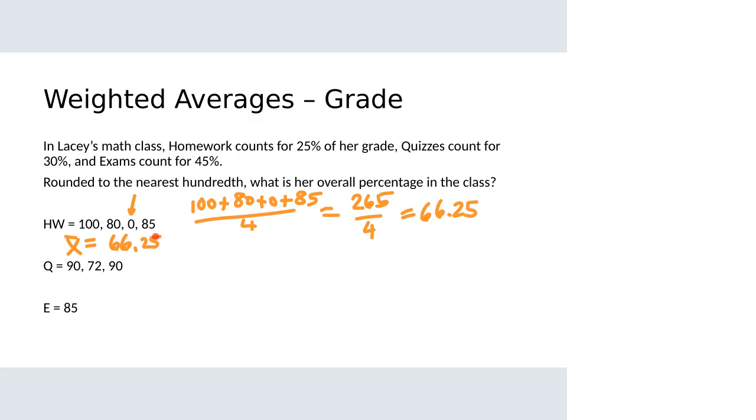We're also going to find the mean for quizzes. And that's going to be 90 plus 72 plus 90 over 3.